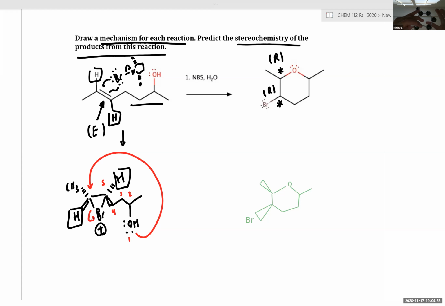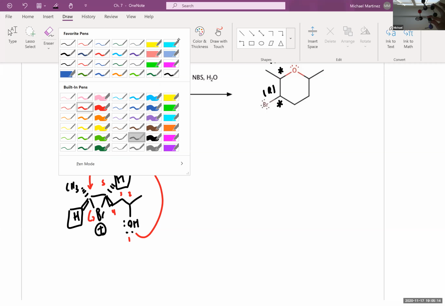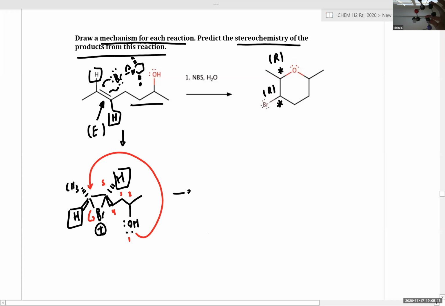Okay, so now that we have shown our attack, what we're going to do is just draw what we see now. Okay, so we've attacked, we've opened up our ring. We have this 6-membered ring.